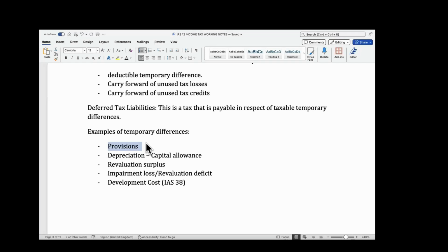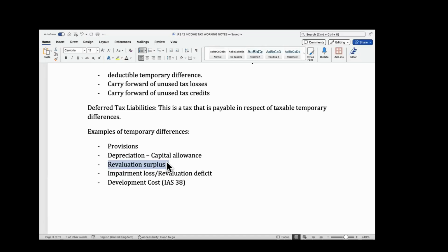So when they allow it in the future, I will get that deduction. So we need to recognize the tax impact now. And since it's a deduction in the future, we call that a deductible temporary difference. Because it's a temporary difference that will result in me having a deduction or having to recover taxes.